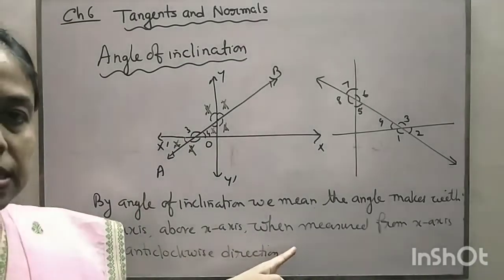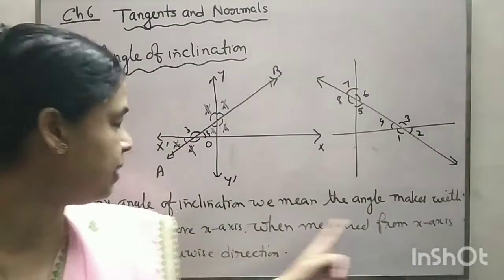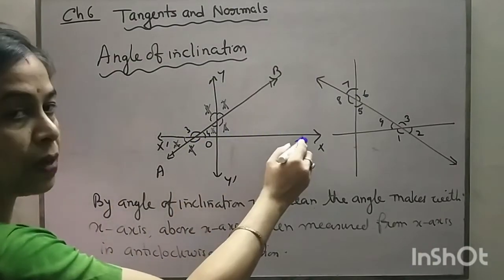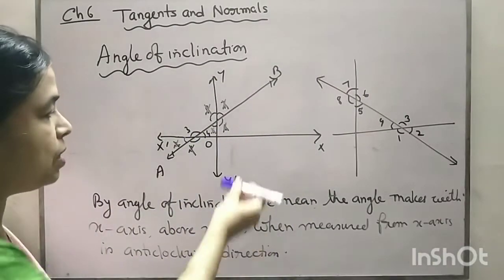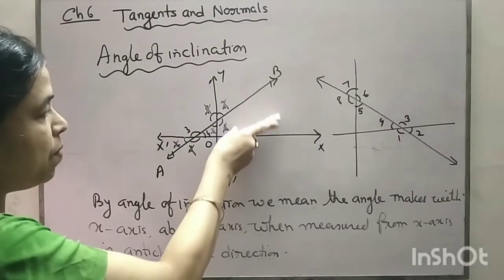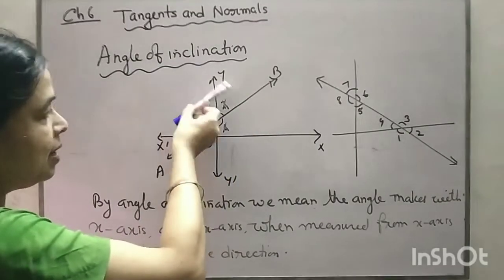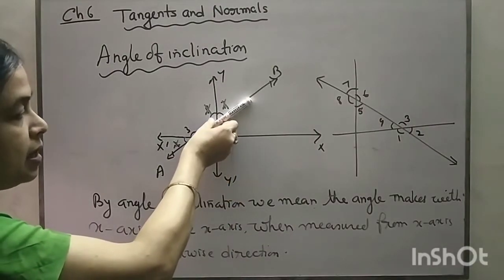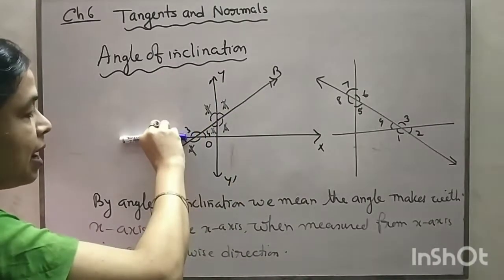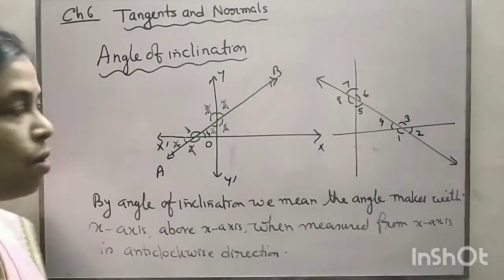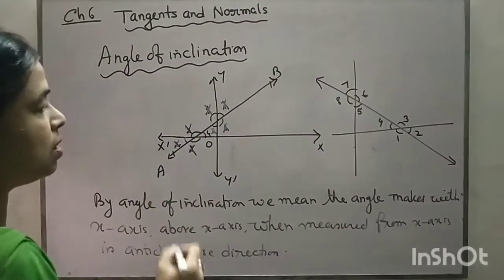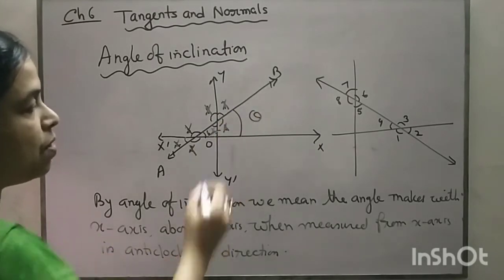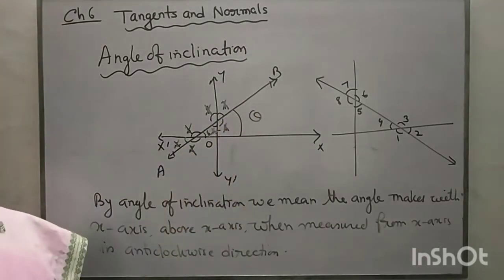Then the third condition states when measured from x-axis in anti-clockwise direction. You see, this is your x-axis. You can rotate the line this way, or you may rotate like this, which is your anti-clockwise direction. If you rotate like this it is anti-clockwise, and if you rotate like this it is clockwise. So this is again not an angle of inclination. So which is left? This one. That means this is your angle of inclination and it is denoted by theta.